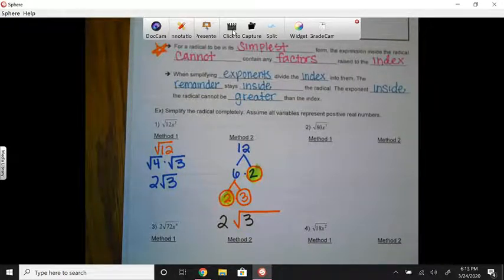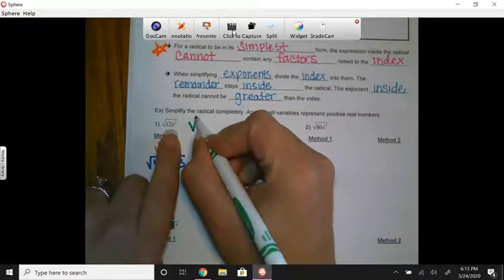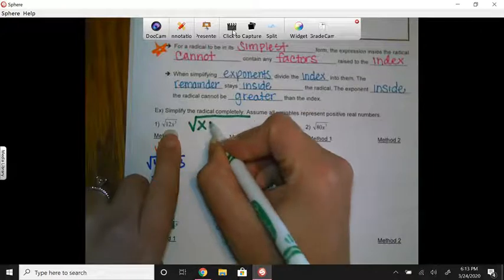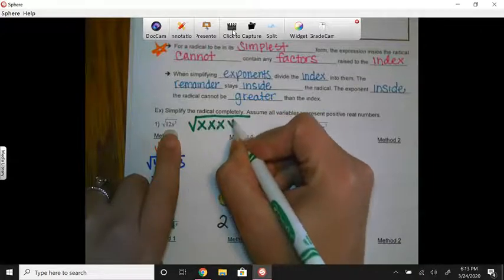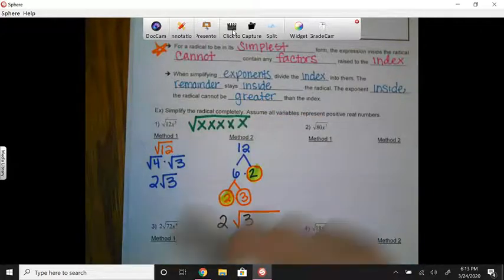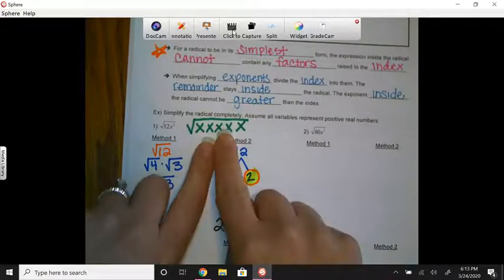Now let's talk about the variables, how to do the variables. So I'm going to first draw a picture. We're not going to want to draw a picture for all of them because the exponents could get a little bit higher. So let's think of the jail analogy as we do this one.